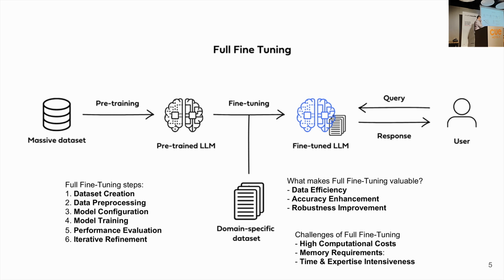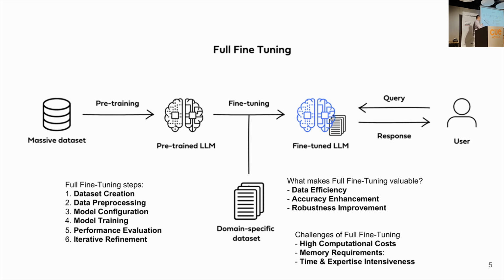The fourth step is model training, and here we need a lot of hardware resources, a lot of GPU memory, because LLMs are big neural networks with billions of parameters. And the fifth step is performance evaluation, and we will do that on the test set that we created in the second step. And if we are not satisfied with the results, we need to do this iteratively.